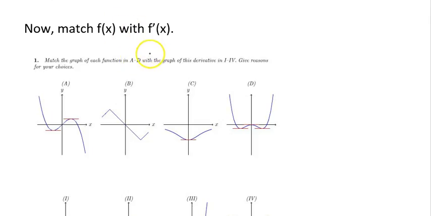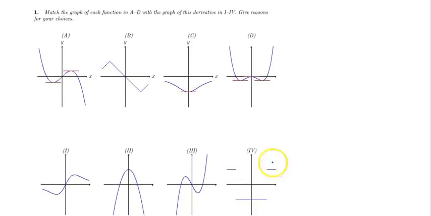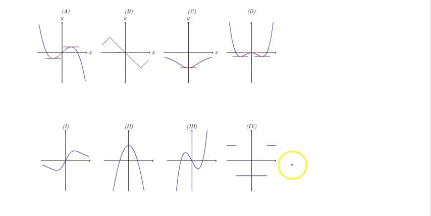Okay, so now we are going to match. This is one of the things that you need to be able to do because sometimes you're given these graphs in a multiple choice type situation. So if you read this question, the graph of the function A through D with the derivative in 1 through 4. So these 4 are the original and these 4 are the derivatives. Take a minute and see if you can match which one goes with which.